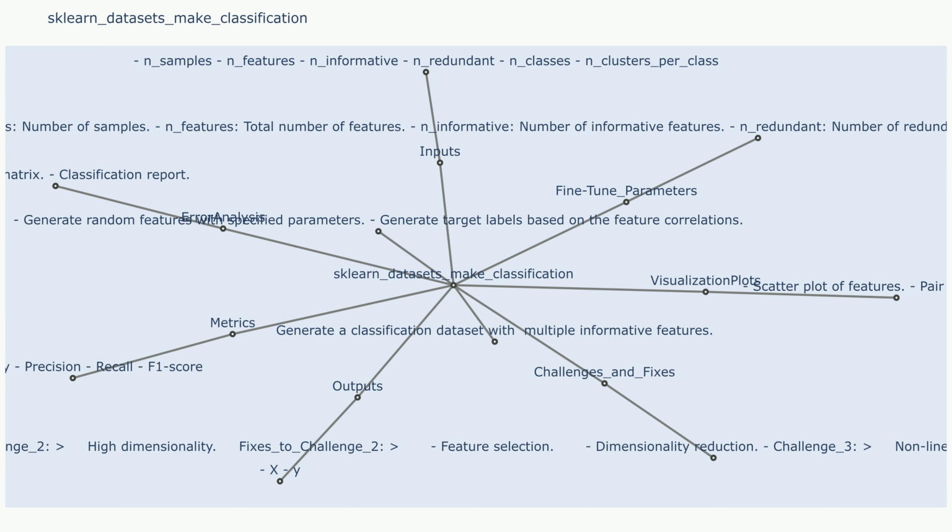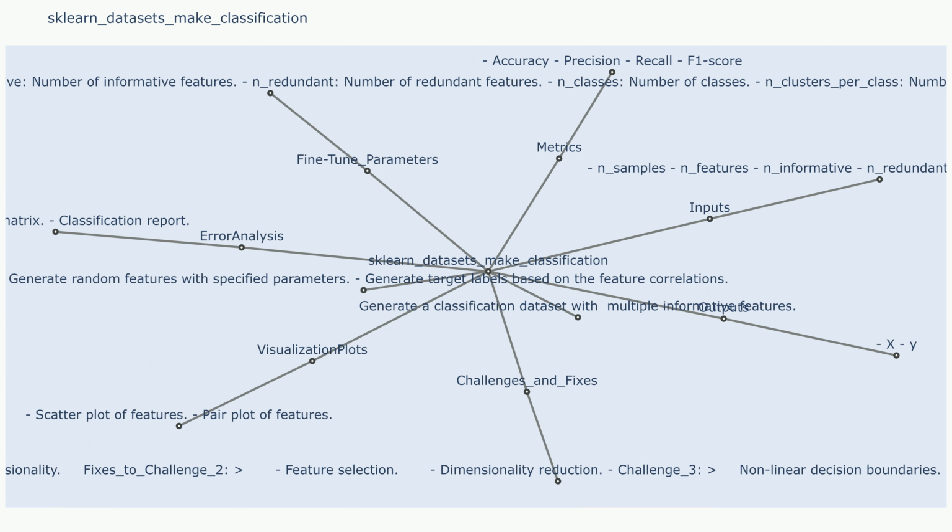Challenges and fixes. Challenge 1: overfitting if the dataset is too small or has too many features. A model might overfit the training data and perform poorly on unseen data. Sample use case that resulted in challenge 1: using make_classification with a small n_samples and a large n_features might lead to overfitting.